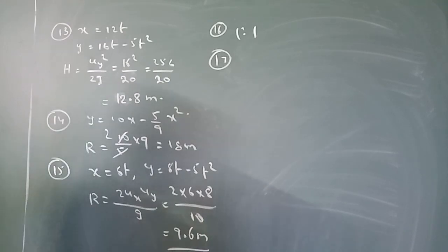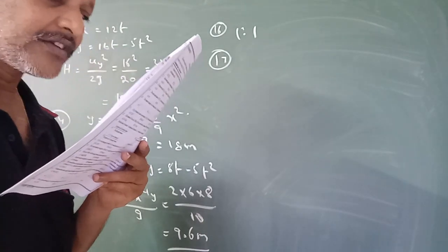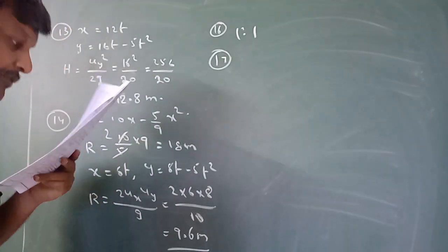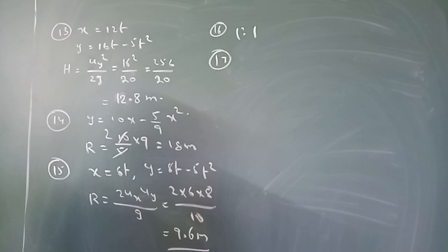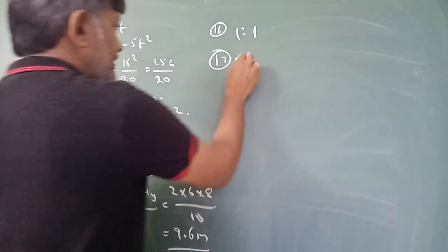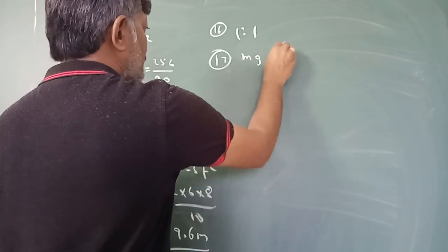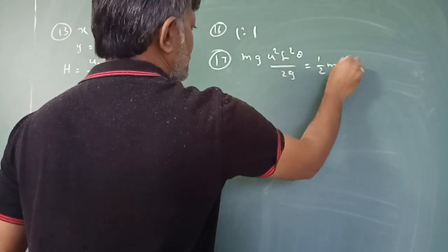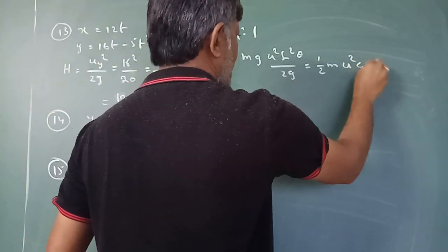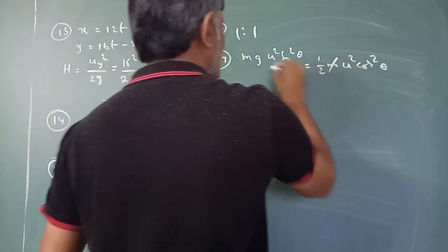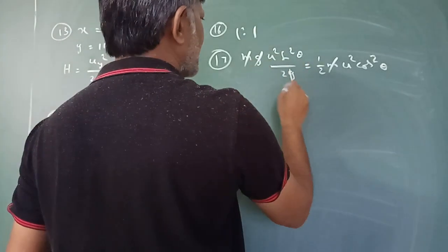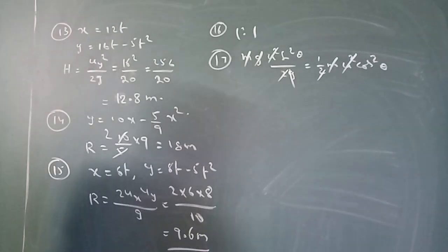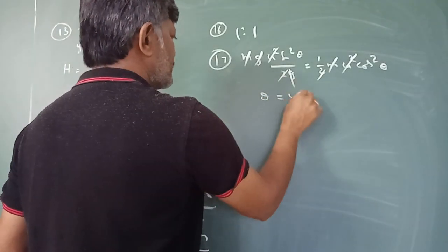17th one. The potential energy of a projectile at its maximum height is equal to the kinetic energy there. Potential energy is mg into u square sin square theta by 2g, and kinetic energy there means half m u square cos square theta. M cancels, g cancels, 2 cancels, u square cancels. Sin square theta is cos square theta, so theta is equal to 45 degrees.